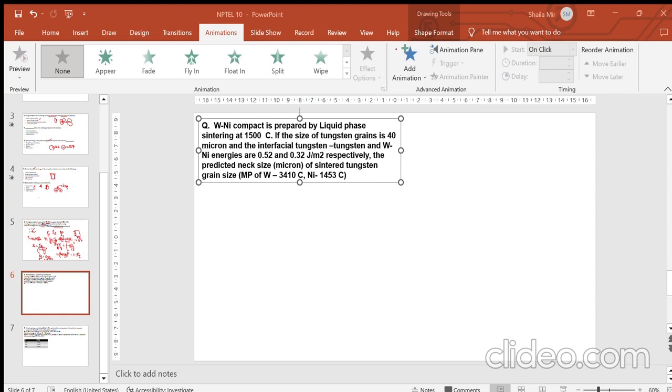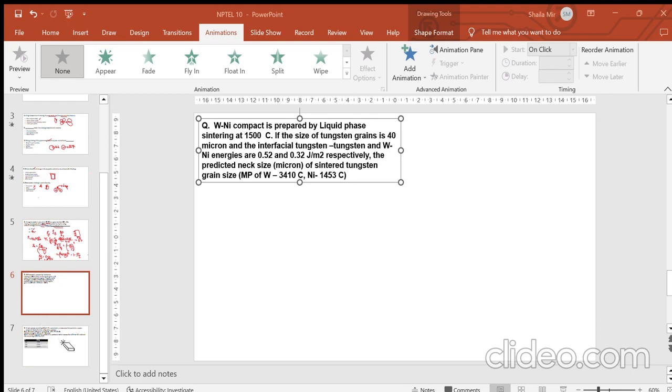You know that you have to calculate the x by d. So what you are actually given here is two grains. First off, say for example this is your tungsten grain and this is also your tungsten grain. Because you are doing liquid phase sintering, there is nickel present inside in the form of a liquid sinter, right? So this is your nickel grain. You are trying to sinter it with the help of liquid phase sintering. So you have three particles in contact now.